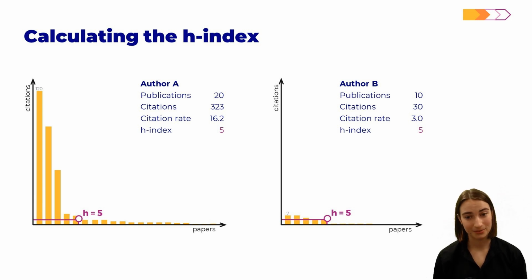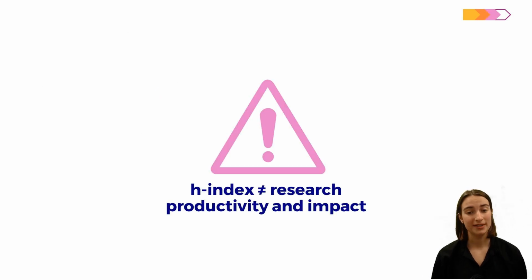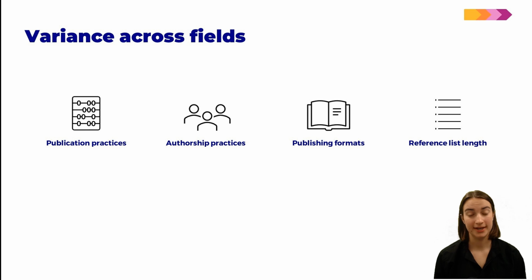Now that we have discussed what the H-index is and how it is calculated, it is important to consider some of its limitations. The H-index, a quantitative indicator based on the number of publications and citations, like other bibliometric indicators, is not an accurate measure of research productivity and impact. It is also important to note that the H-index does not account for differences between research fields.